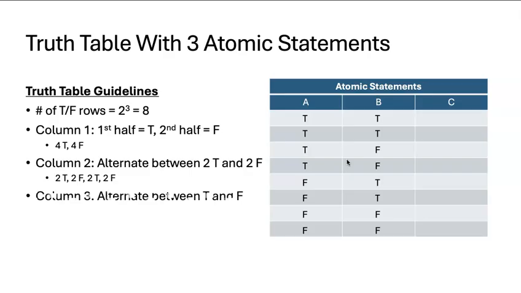Now the last column, we just alternate again between true and false. So true, false, true, false, true, false, true, false. And this represents all possible combinations of true and false when there are 3 atomic statements.